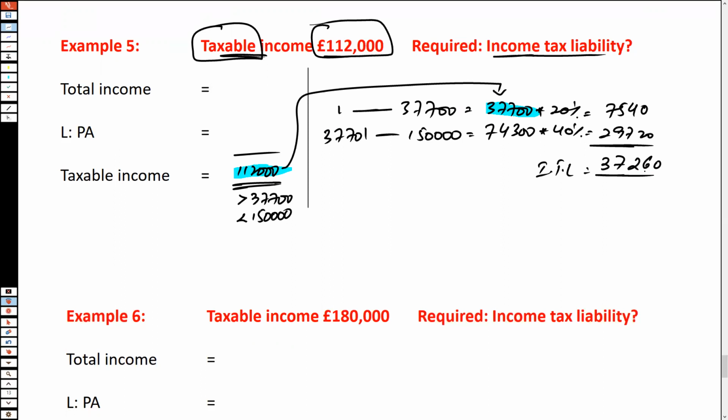The sum of these two is the income tax liability, 37,260. It's my request to please check the calculations on your own, and please correct me if I'm wrong or if I have calculated any amount incorrectly. The sum of these two amounts should be equal to the total taxable income of 112,000.